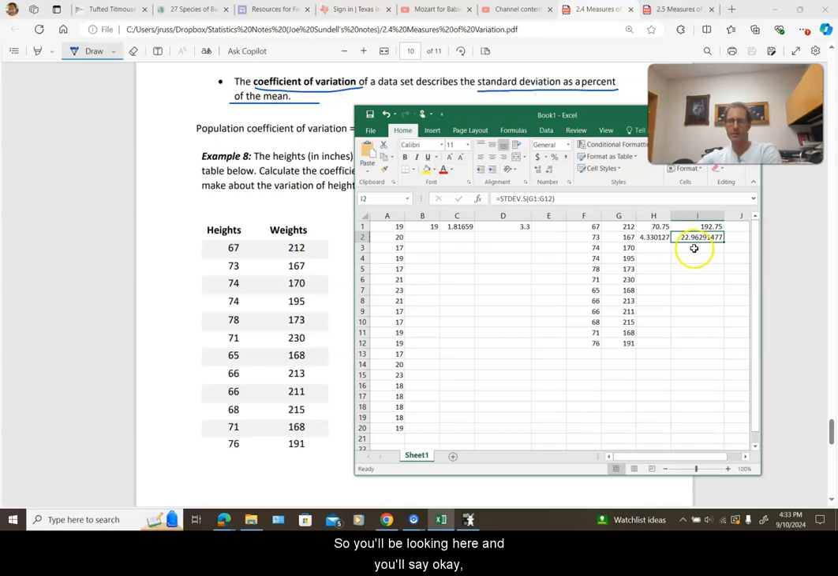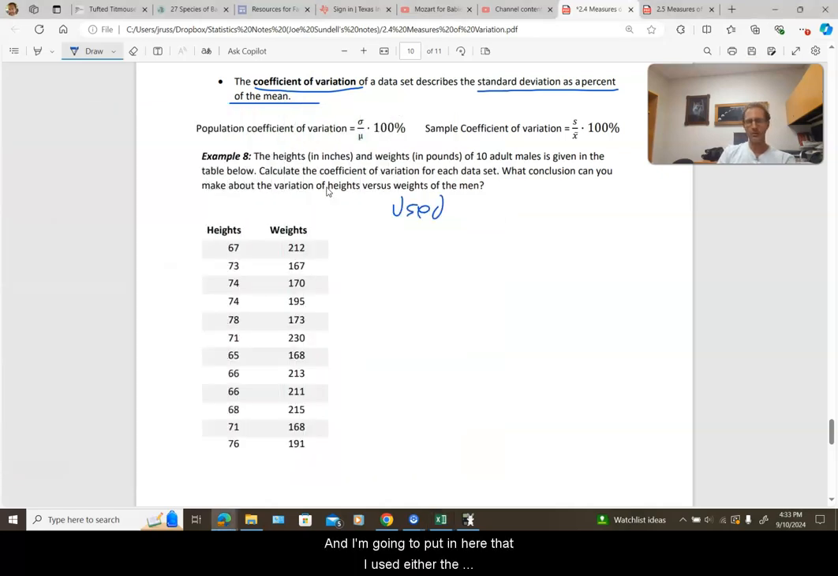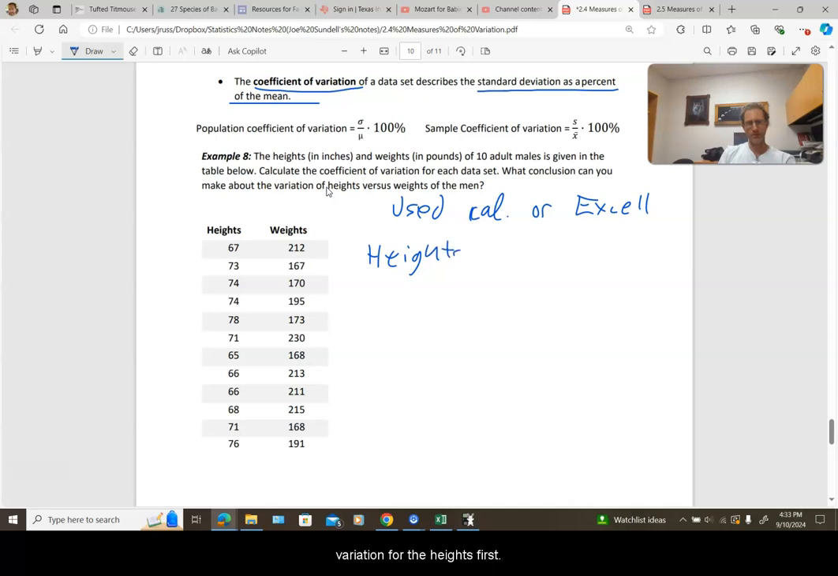So you'll be looking here and you'll say, oh, okay, well, clearly the standard deviation for these weights is greater than the heights. But with respect to the mean, how does it compare? And that's what we're going to find next. That's the coefficient of variation. And I'm going to put in here that I used either the calculator or Excel to find these. So let's find the coefficient of variation for the heights first. So it will be S over X bar.